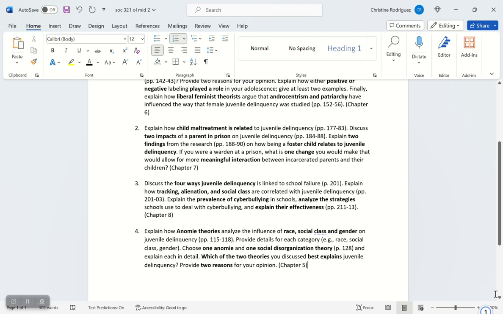Finally, question 4 is from Chapter 5. Explain how anomie theories analyze the influence of race, social class, and gender on juvenile delinquency. So early anomie theories did not focus on these things. We can think back to the first part of the chapter, where there's a discussion about Durkheim's anomie theory, and Merton taking his anomie theory and then creating what we know as Merton's theory.